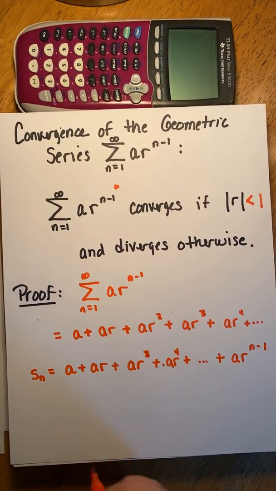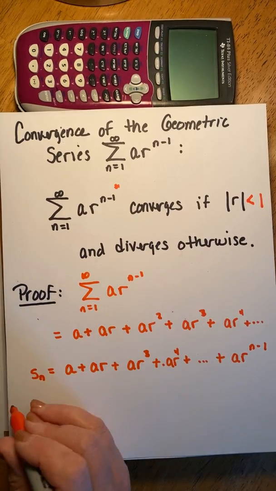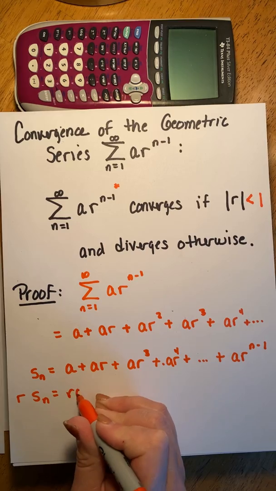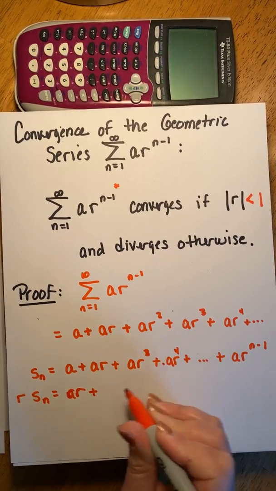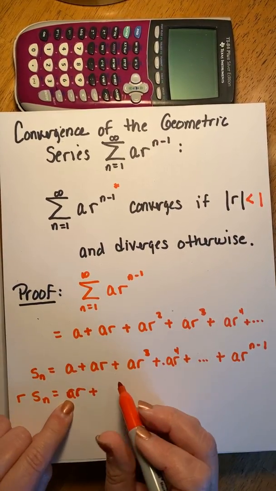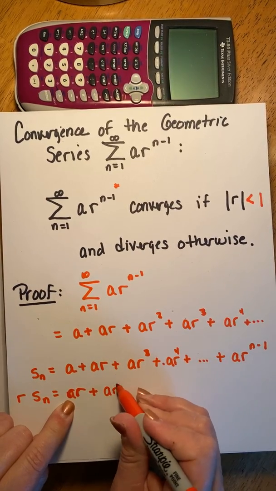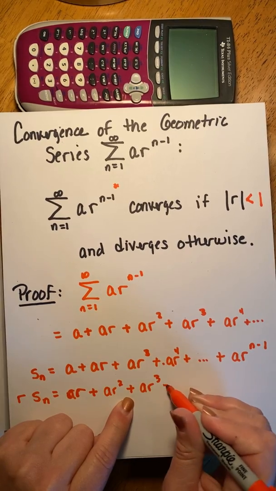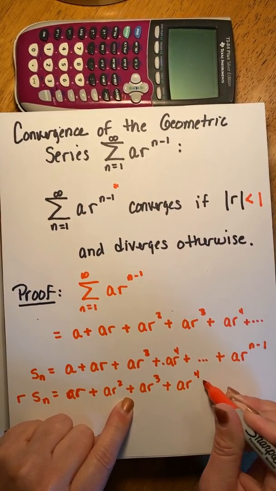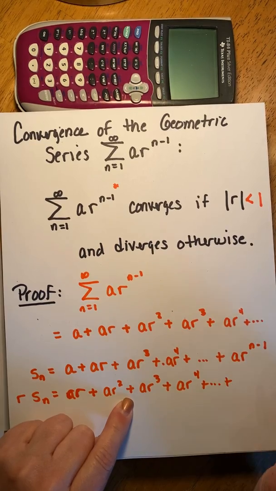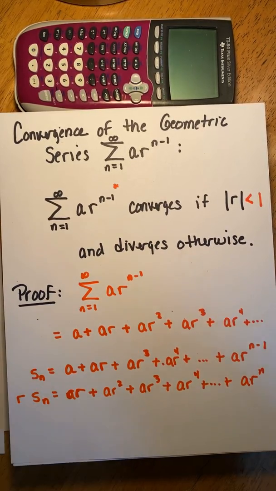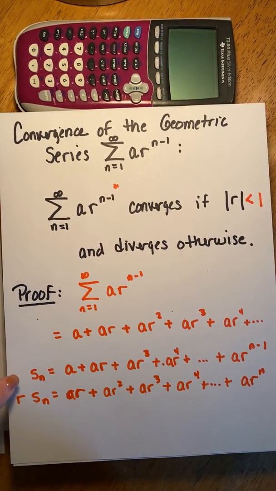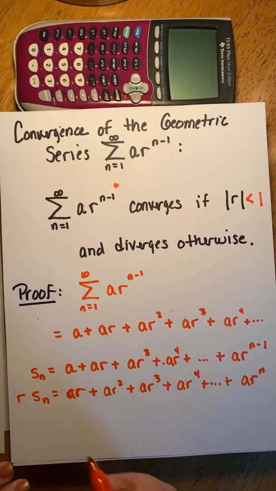So now algebraically, here's the little trick. We're going to take this nth partial sum and multiply it by r. So we get r times a, ar, ar squared, plus ar cubed, plus ar to the 4th, and then my last term is going to be ar to the n. Right, so here's the trick algebraically. We're going to take this sum and subtract this sum.